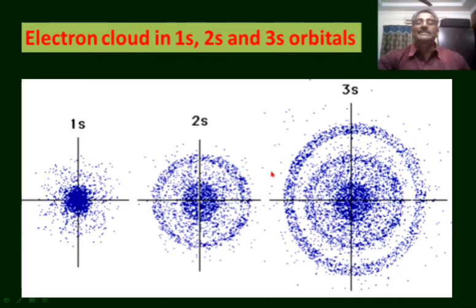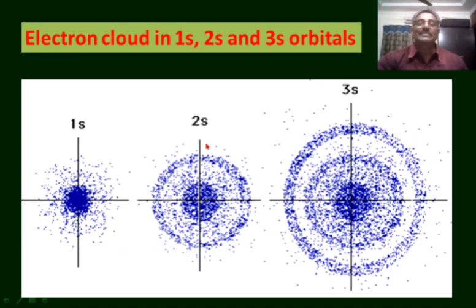Let us compare the shapes of 1s orbital, 2s orbital and 3s orbital. Here, the first figure represents the 1s orbital. The electron cloud density is more nearer the nucleus. As we move away from the nucleus, electron cloud density is gradually decreasing. There is no nodal region in 1s orbital.